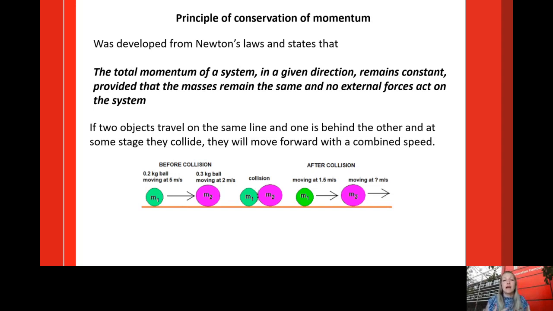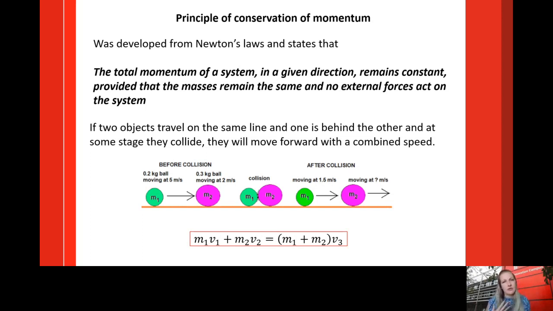Now we can use this and put this into an equation. The equation is: we've got our mass 1 from that first ball multiplied by the velocity of that ball, which in this example is 5 meters per second. We can then add that to the mass of the second ball, multiplied by the velocity of the second ball, and that will equal the combined masses of both, multiplied by the new velocity of those two combined masses.